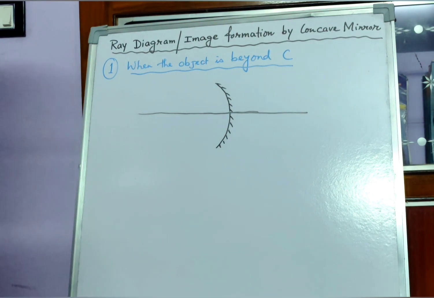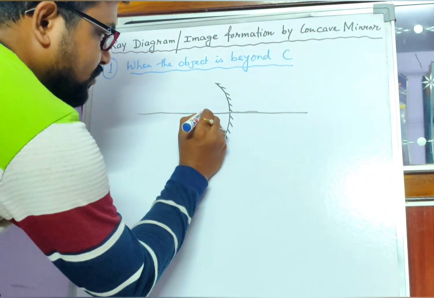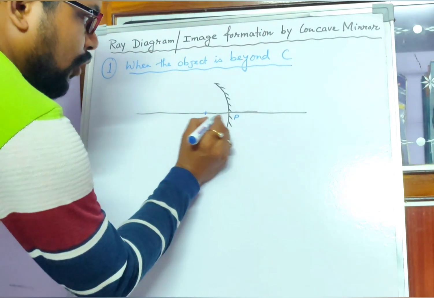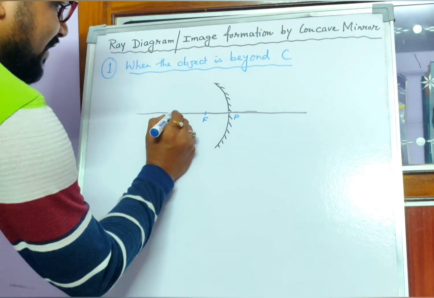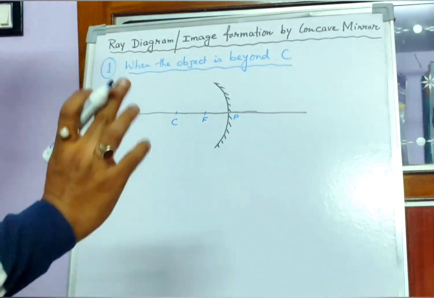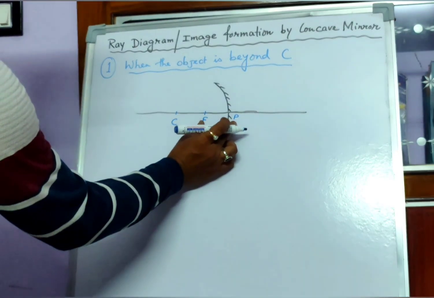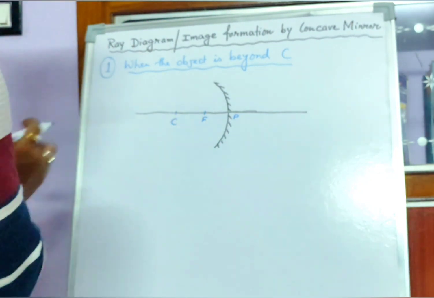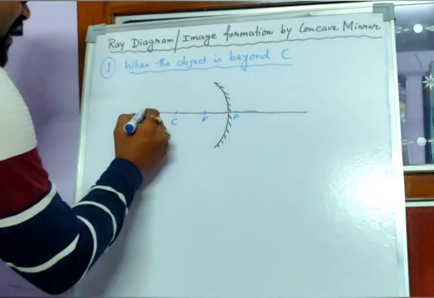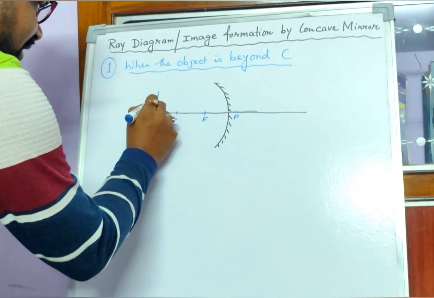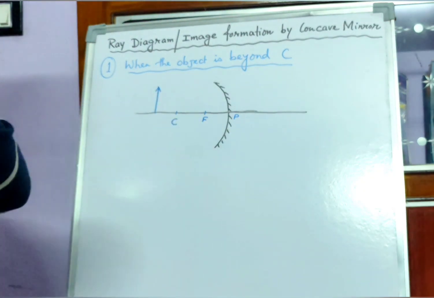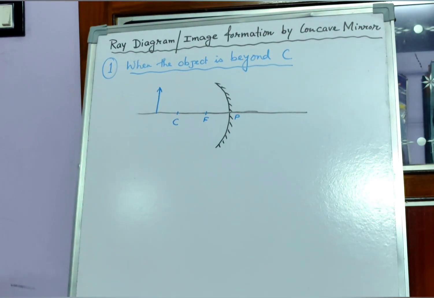Next you can take the focus over here, this is F, and exactly the distance from pole to focus is the same distance from focus to center of curvature. I mean this gap and this gap must be same. If you take this as 2 centimeter or 1 centimeter, you have to take this also 2 centimeter or 1 centimeter respectively. So that means whenever you are placing an object beyond center of curvature, you are placing it outside of C, right? How is the image forming?